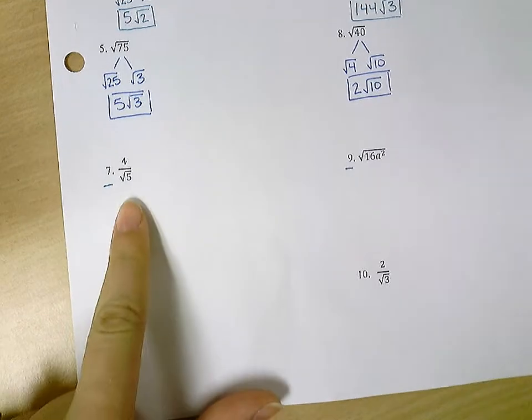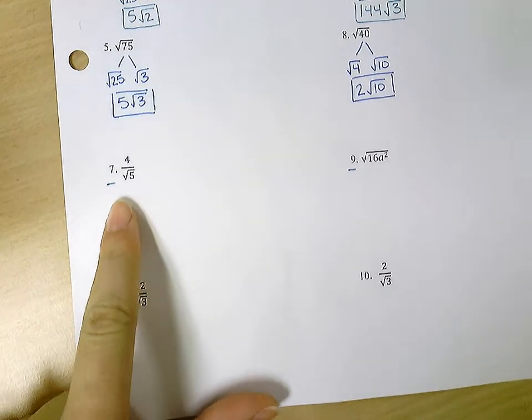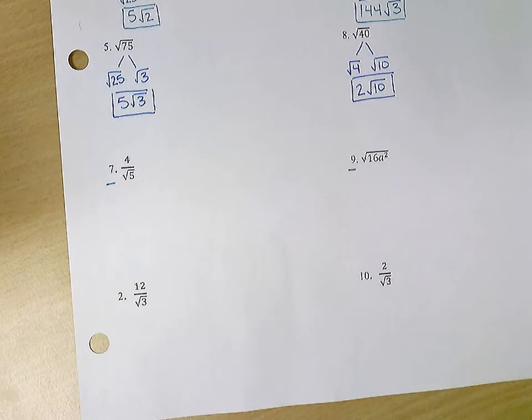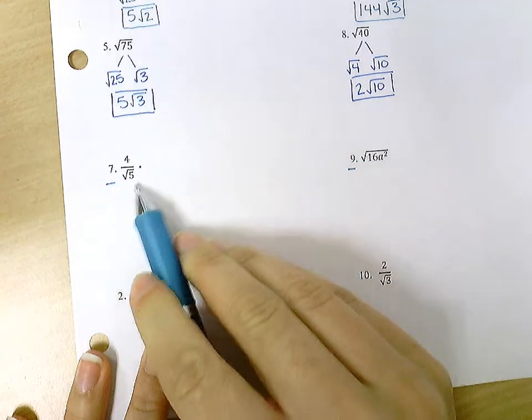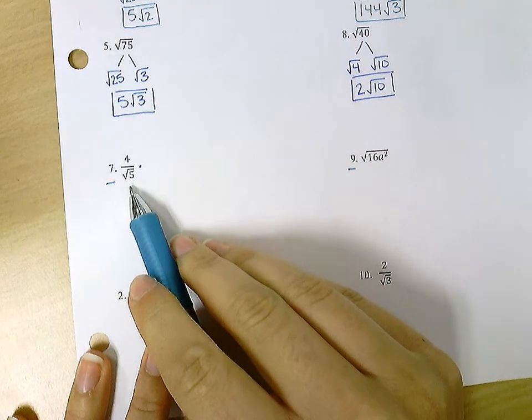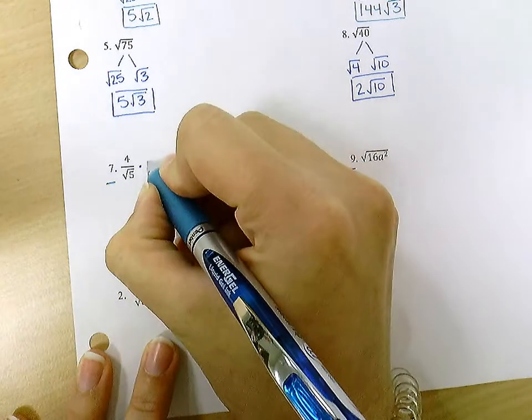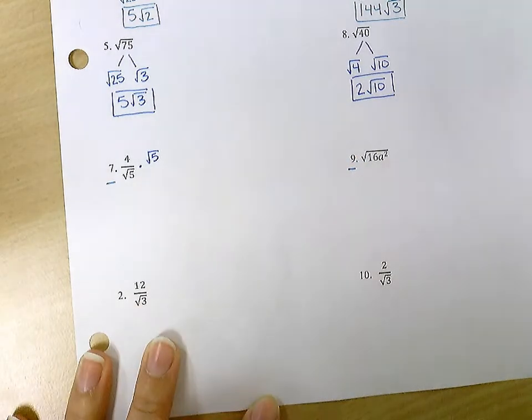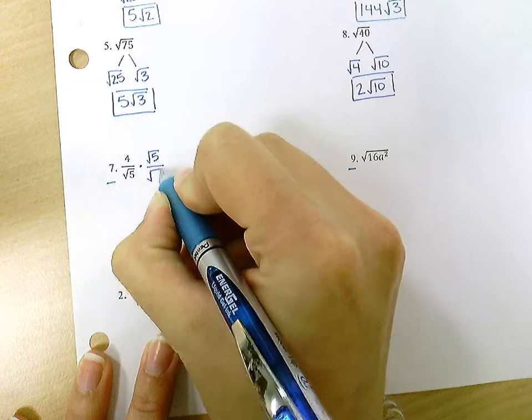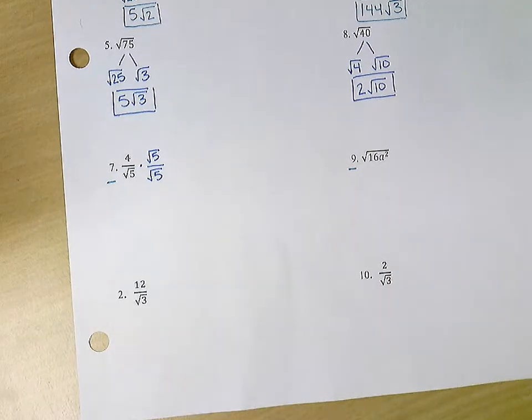Moving on. 7 here. This is a square root in the denominator. We don't want a square root in the denominator. You need to rationalize that denominator. To do that, you need to multiply by a version of 1. Okay? Multiply by a version of 1. So our version of 1 that we use is this number that's in the denominator. Okay, that's the square root of 5. So I'm going to multiply the numerator by the square root of 5 and the denominator by the square root of 5. And you'll see why in a second.